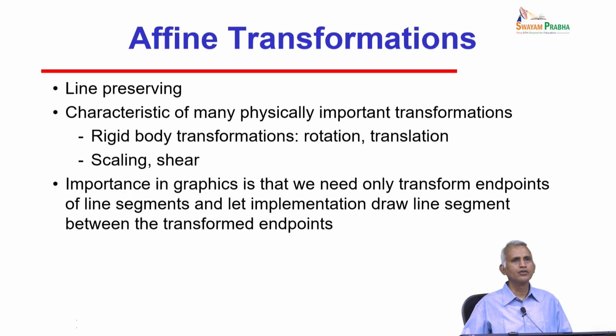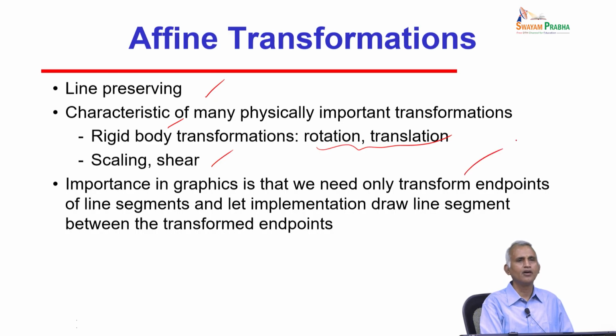Now, the next idea is called the affine transformation. The affine transformation is based on line preserving characteristics of many physically important transformations, that is, rigid body transformations based on rotation and translation, and the next ones are scaling and shear. Another point that is important in graphics is that we need only transform the end points of a line segment, and let the implementation draw the line segment between the transformed end points.